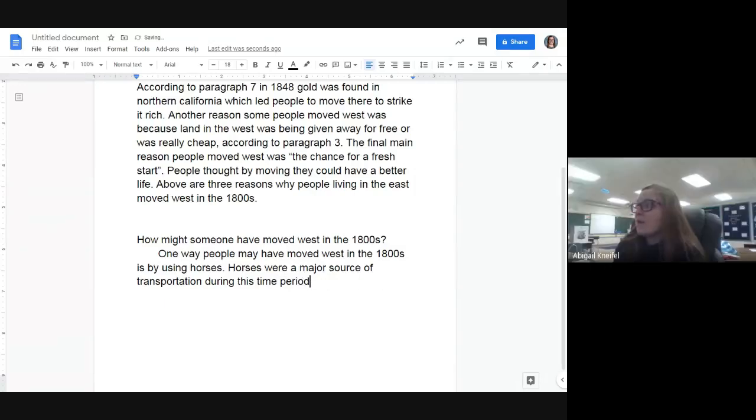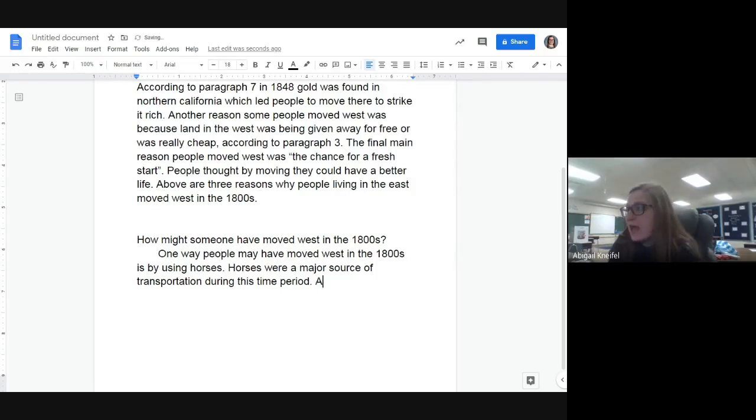So, perfect. So you said, yeah, major source of transportation. So we're just going to say, one way people may have moved west in the 1800s is by using horses. Horses were a major source of transportation during this time period. Sweet. Cool. We know that for sure. People rode horses to the west. How else might people have moved west?